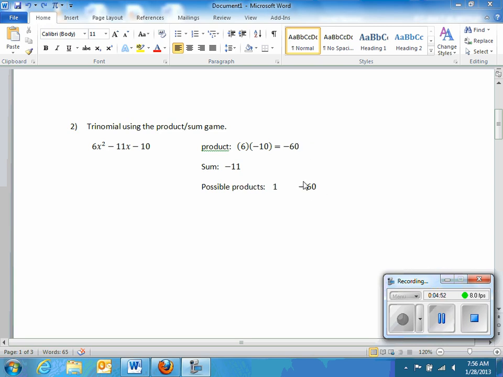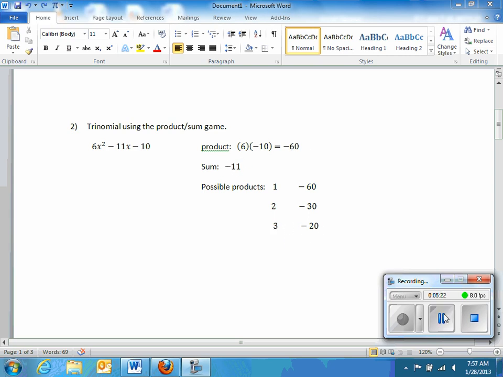I like to look at the possible products systematically, starting with 1. 1 and negative 60 gives you a product of negative 60. But this is not our answer because these two don't add together to give us negative 11. Let's try again. 2 and negative 30 multiply to give me negative 60, but again, it doesn't add together to give me negative 11, so we'll have to try again. 3 and negative 20 multiply to give me negative 60, but they don't add together to give me negative 11.